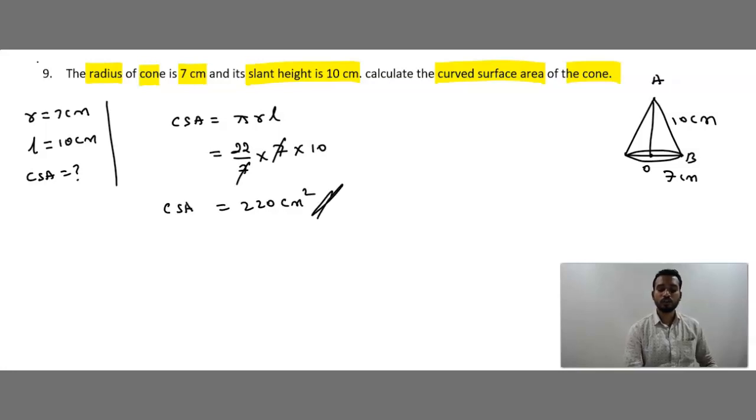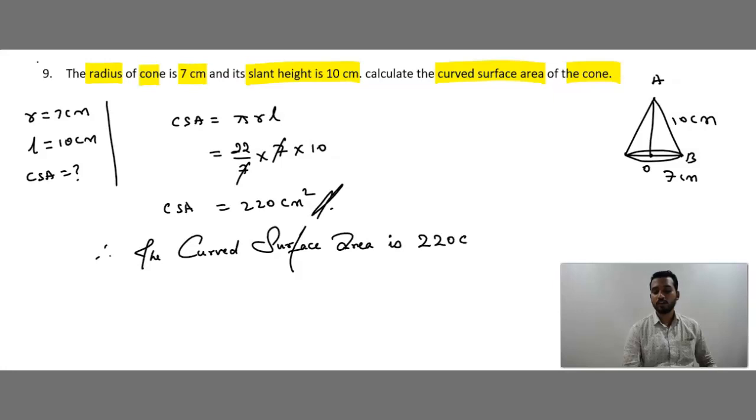So therefore the curved surface area is 220 centimeter square. The curved surface area is 220 centimeter square. I hope you have enjoyed this problem.